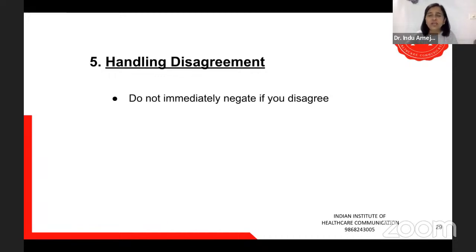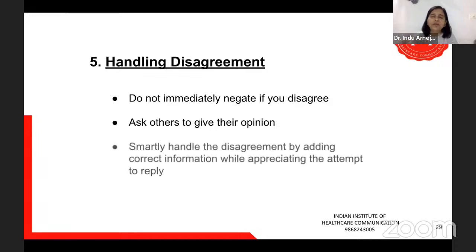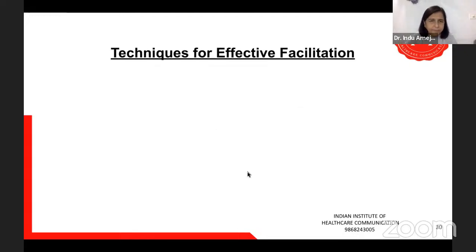Whenever there's a disagreement, we don't have to immediately negate by saying, no, this is not right. We can ask others to give their opinion. Maybe we repeat what the person has said and ask, is this what you are trying to say? The person will say yes, then we say, okay, let's ask others, what do others say? When others give their point of view, and this person gets to know that nobody is agreeing with me, automatically the disagreement will get corrected. Rather than you confronting the person, you ask people to give their feedback.